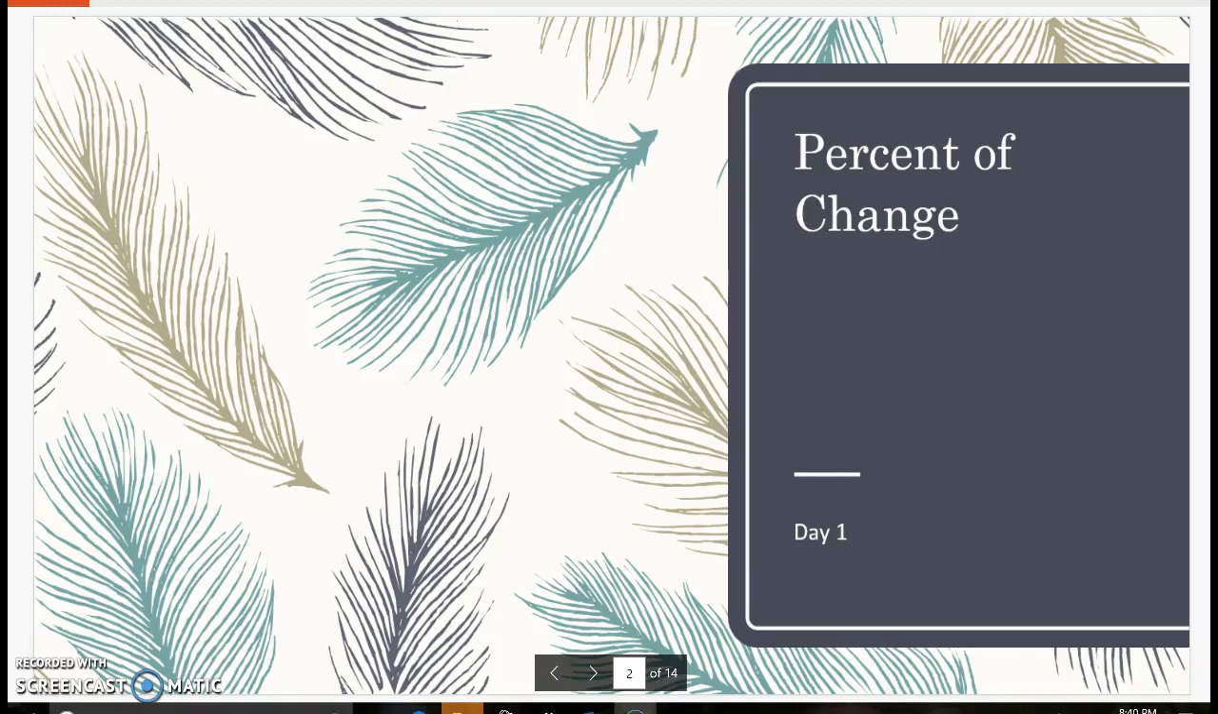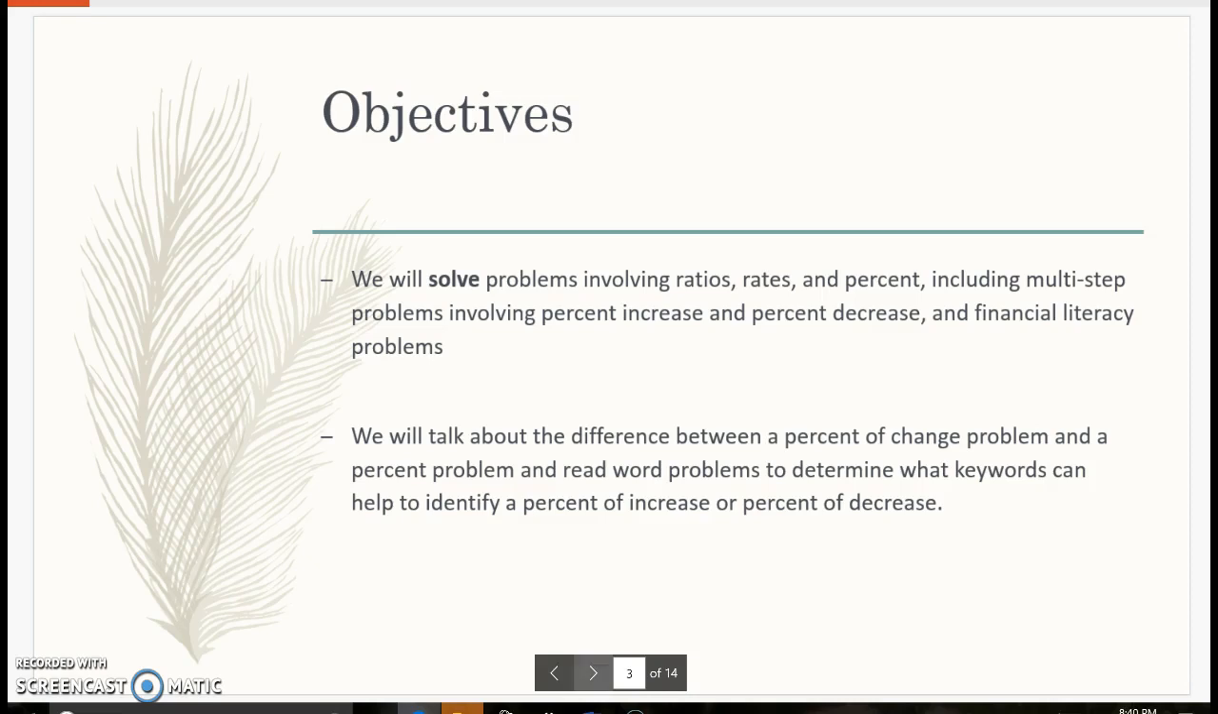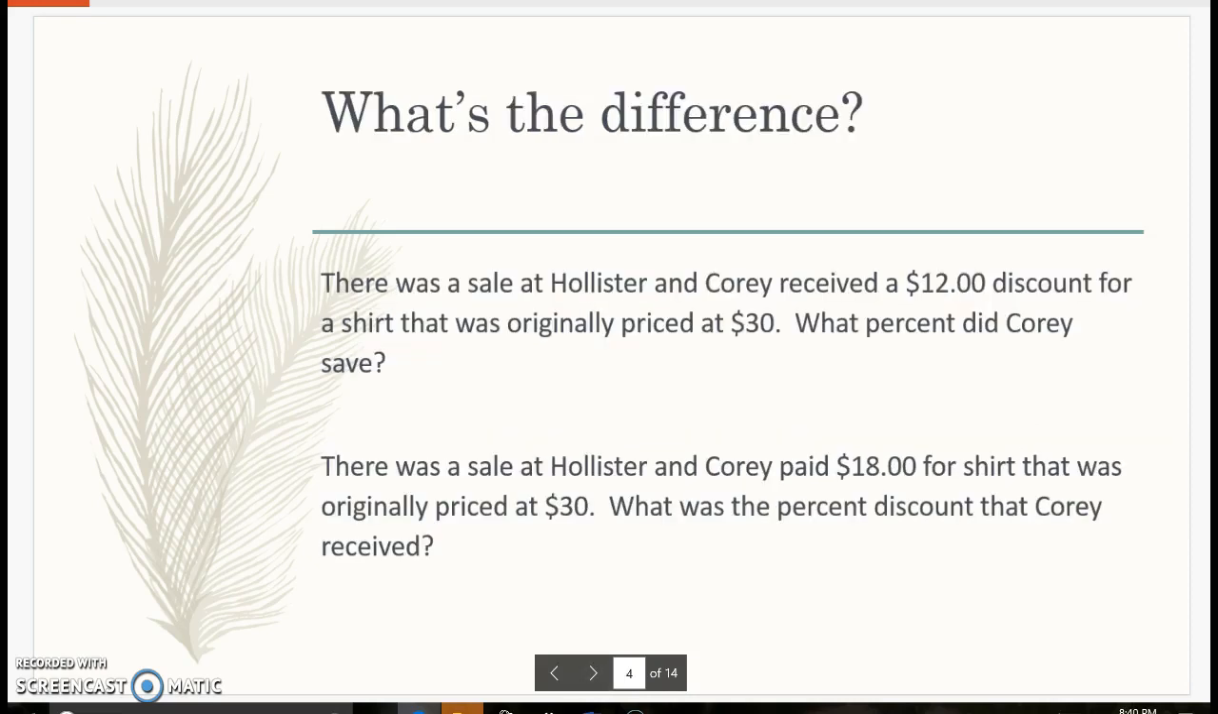Okay guys, so today we're learning about percent of change. So percent of change is just a little bit different. We're still going to be working with a percent proportion, but we're changing our proportion on the left side. So let's look at what the difference is in this type of problem.